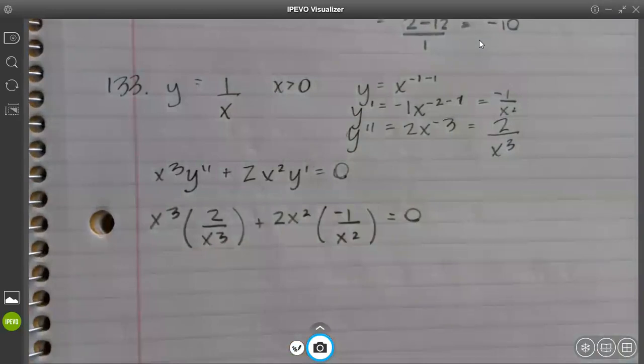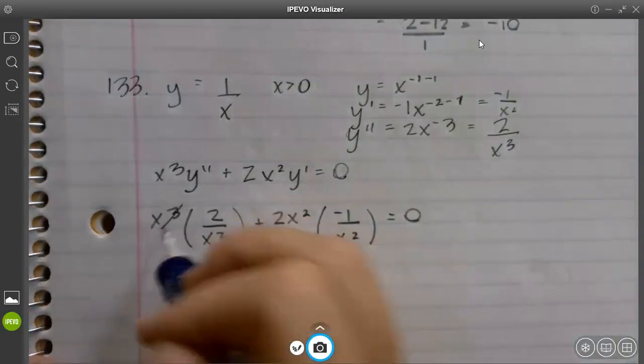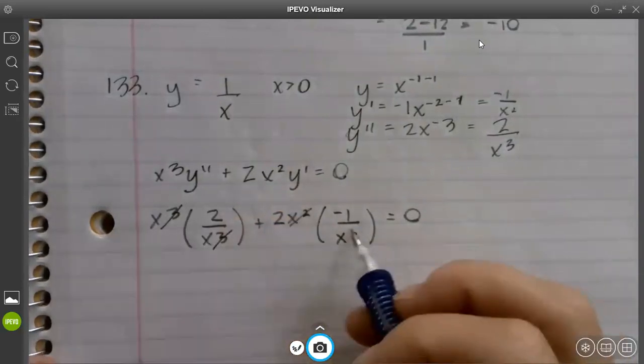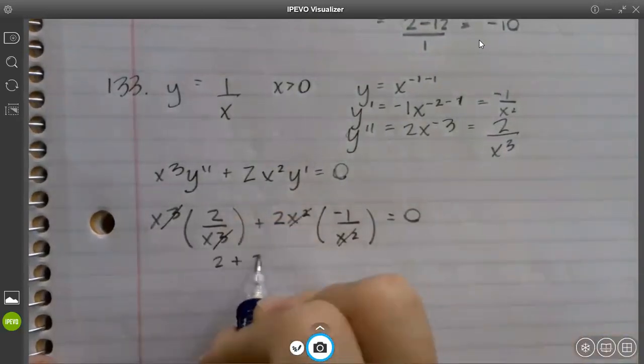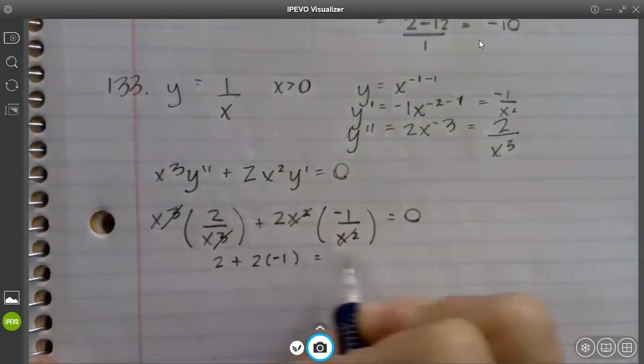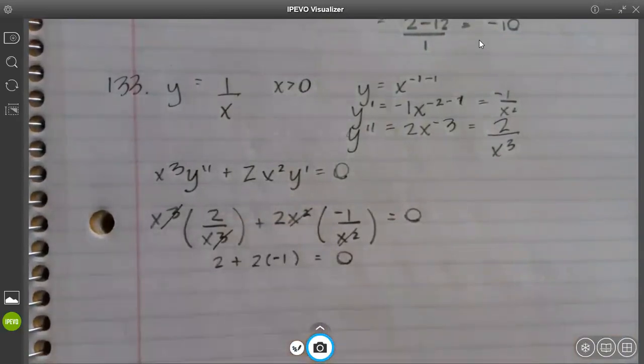What happens? If it's the same on the top and the bottom, cancel your x to the third. Cancel your x squared, you get 2 plus 2 times -1 which equals 0. Any questions? Everybody okay? All right. 3, 4.